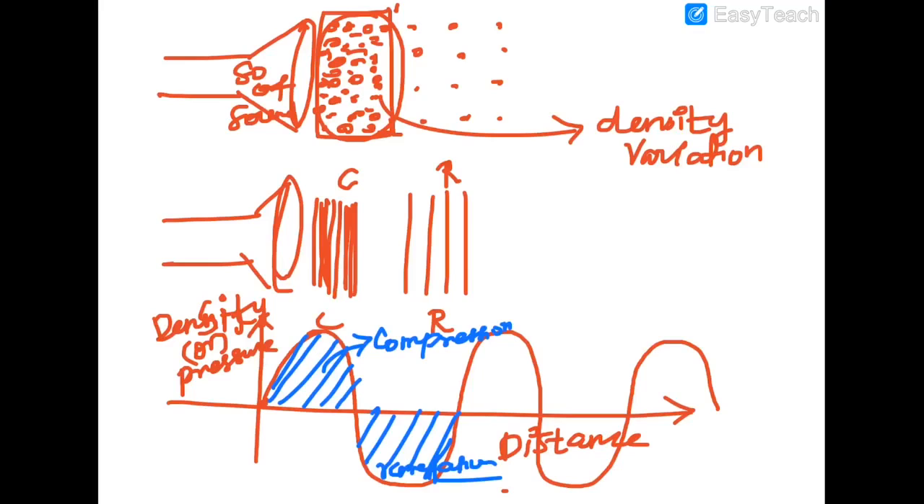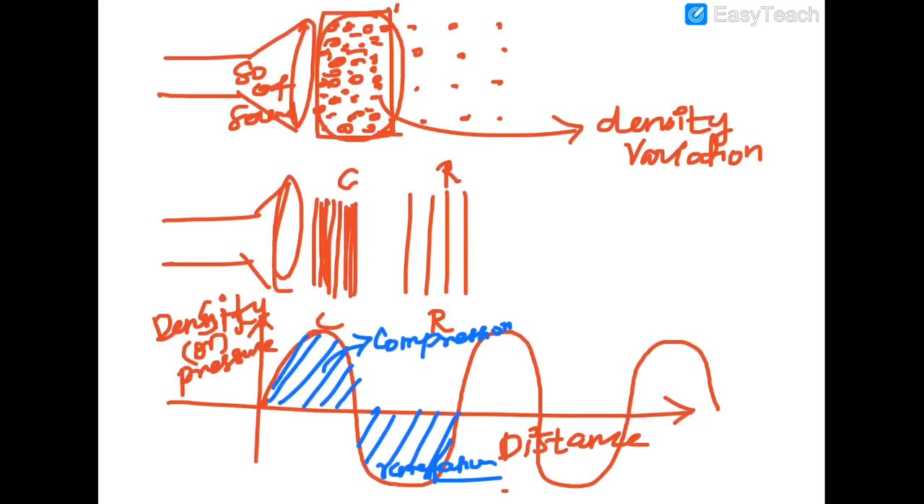The compression regions will be highly pressurized, and the rarefaction regions will be low pressure. Where the particles are very crowded, that is called compression. If the distance between two particles is very high, that is called rarefaction. The distance between the compression and the rarefaction is called the wavelength.